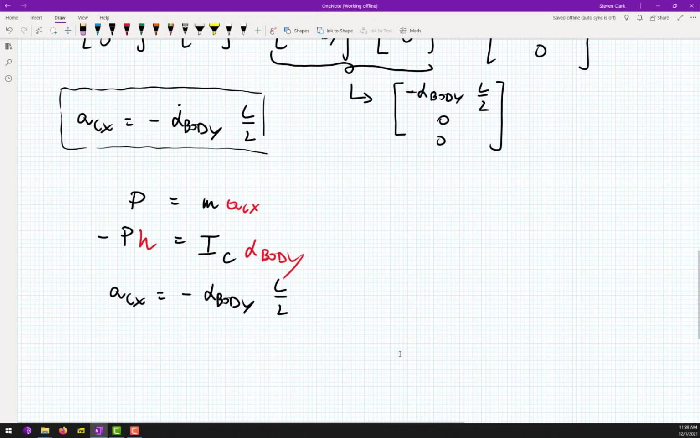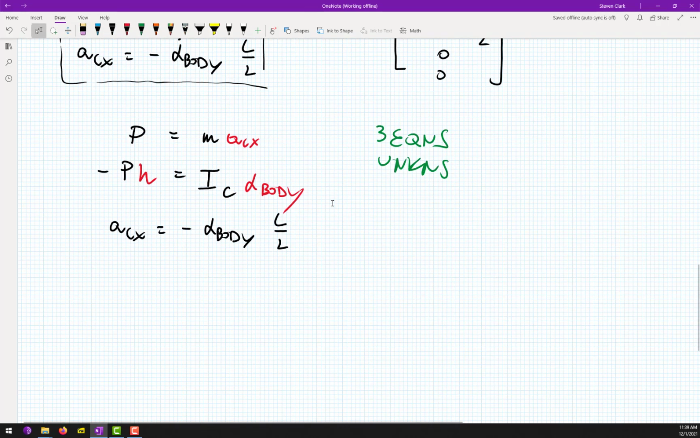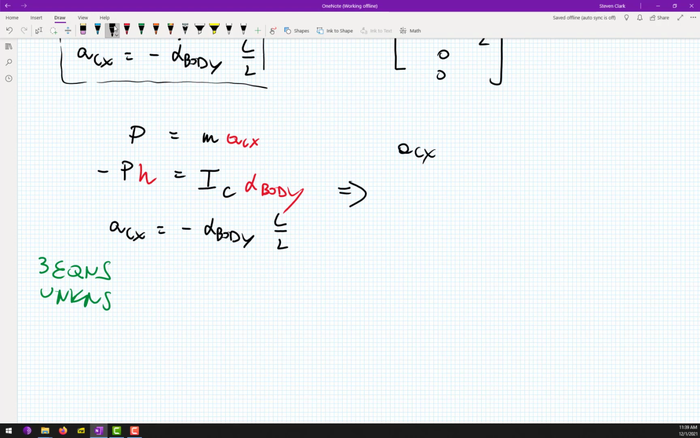Okay, so all of a sudden we have 3 equations and 3 unknowns. And I have no doubts that you guys know how to solve it, yes? So if you solve it, you will just end up with the following values: ACX, alpha body, and H, which are respectively P over M, minus 2P over ML, and L divided by 6.